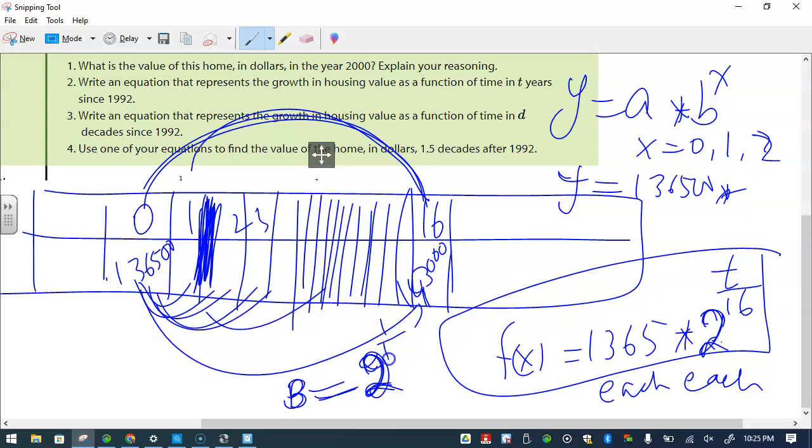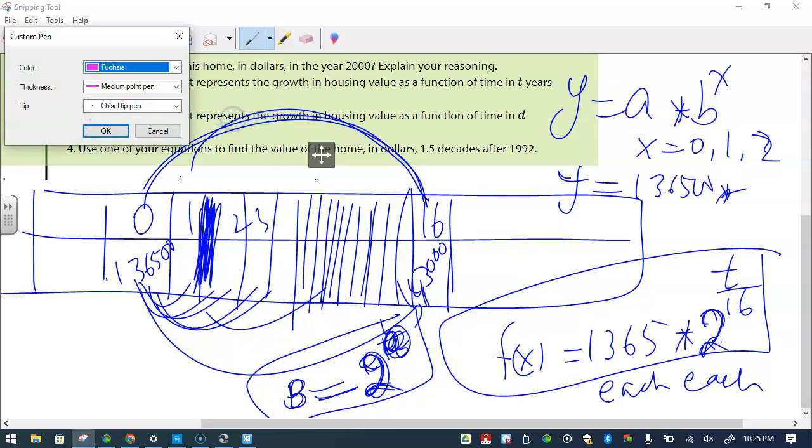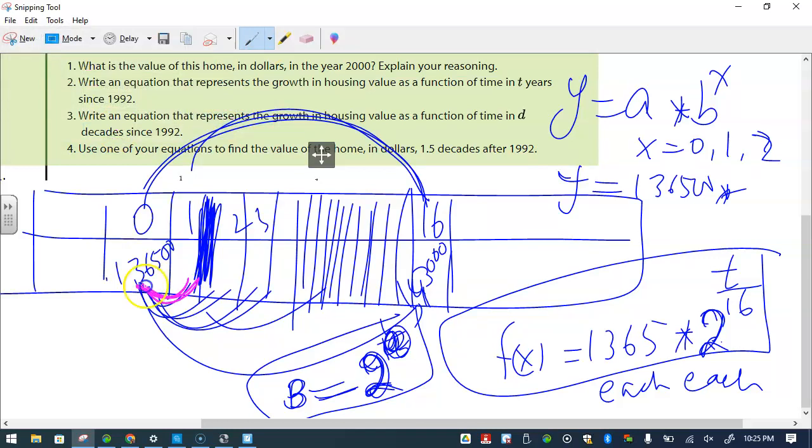So it's like 1/16. Each year becomes 1/16. This uppercase B is 2, but the lowercase, that's what I've been trying to say. This B is the growth factor I'm talking about. The 2 is for every 16 years. But you want to know for each year, it is 1/16 like this.